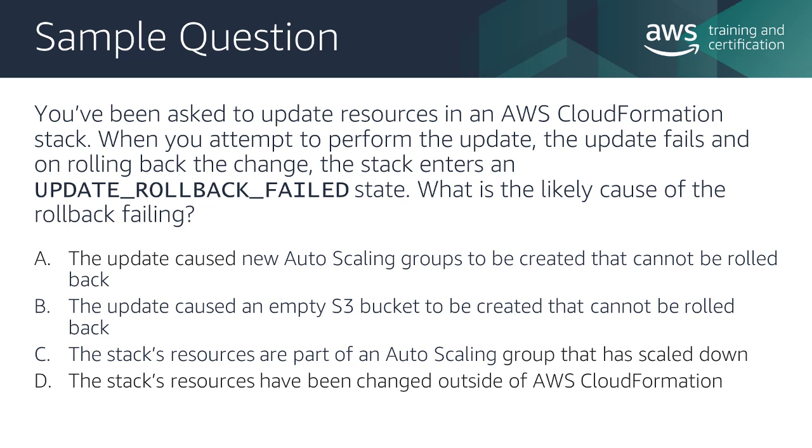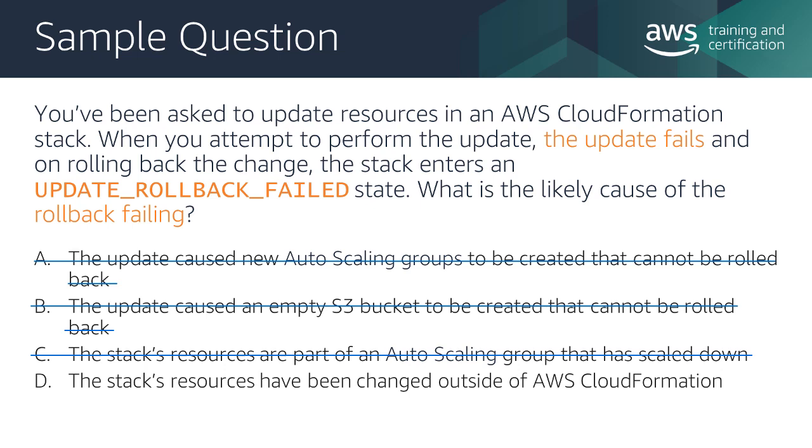you've been asked to update the resources in a CloudFormation stack. When you attempt to perform the update, it fails. When it tries to roll back, it's in an update rollback failed state. What's a likely cause of the rollback failing? All right, what can we get rid of? We get rid of option B. An update causing an empty S3 bucket to be created that cannot be rolled back? No. If the bucket's empty, it absolutely can be deleted by CloudFormation.